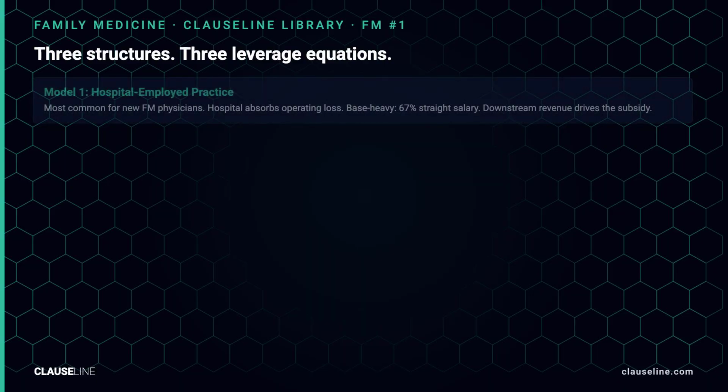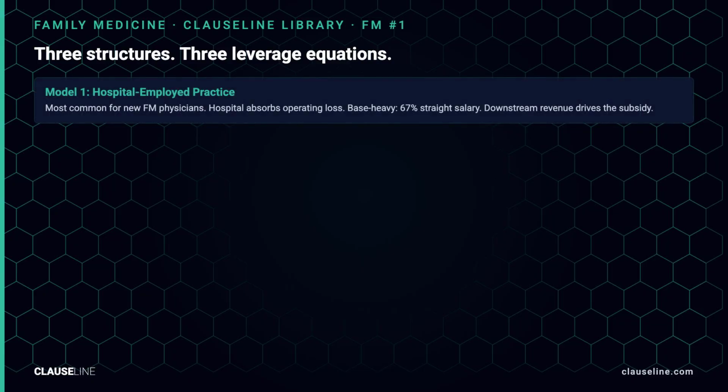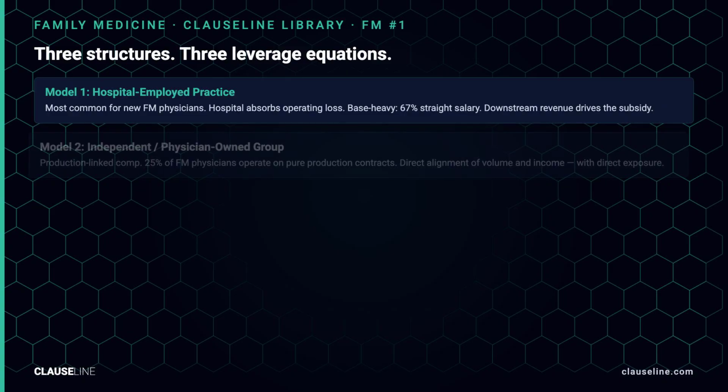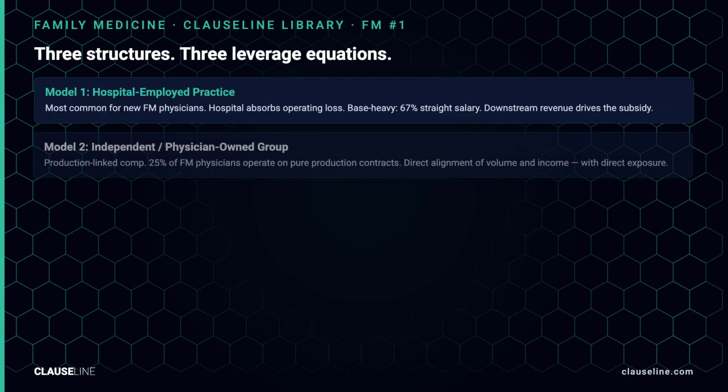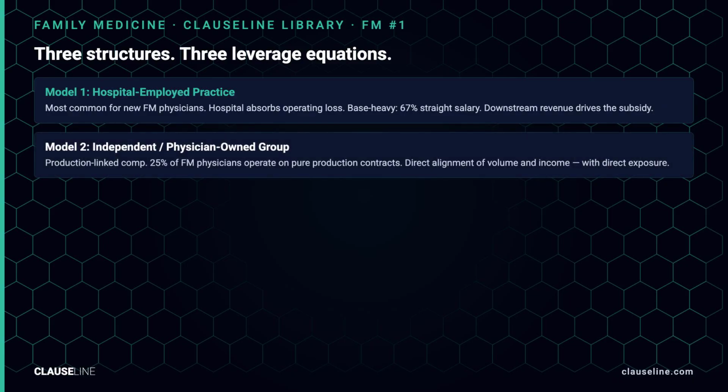Model 1. The hospital-employed practice. This is the most common structure for new family medicine physicians. The hospital or health system owns the practice, employs you directly, and absorbs the operating loss that outpatient primary care generates. Compensation is typically base-heavy. The 2025 National Family Medicine data shows that the median straight salary allocation for family medicine without obstetrics is 67%, meaning 2/3 of a typical compensation package is fixed.